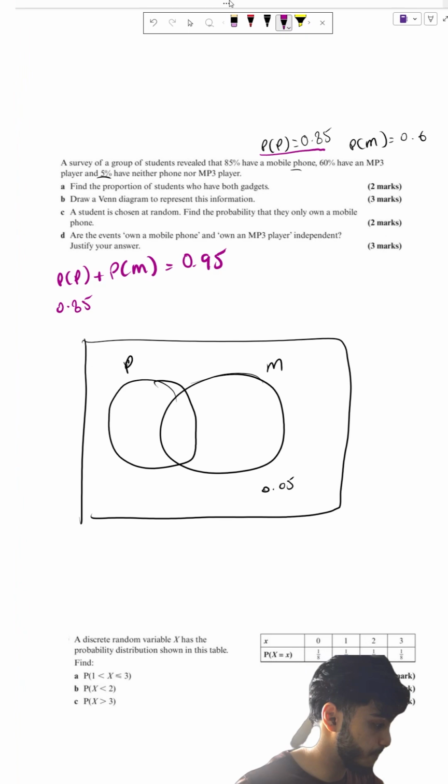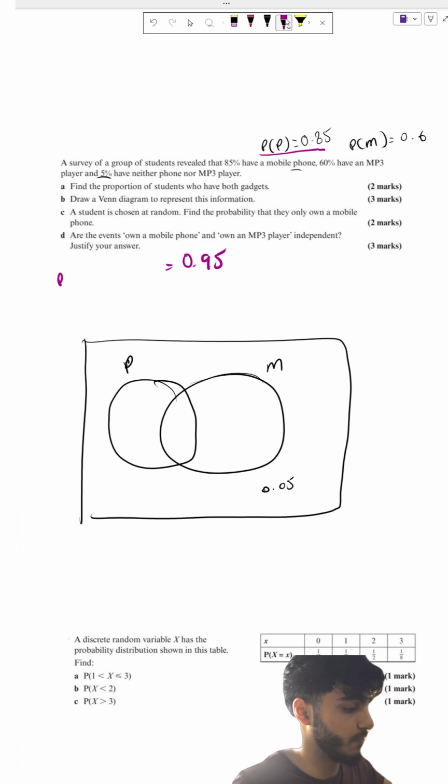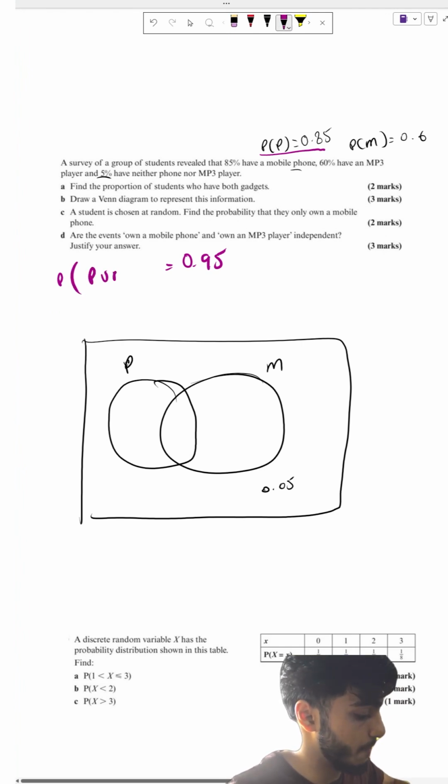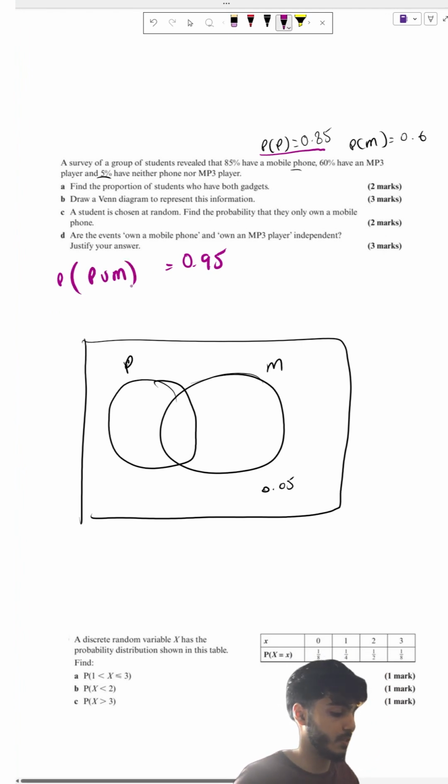I feel like I've done that wrong. That's not right. I've written that wrong. My fault. And that's supposed to be the probability of MP3. Okay, like so.